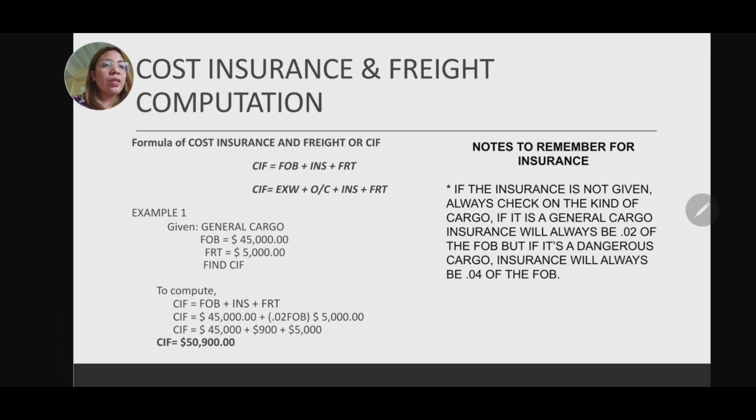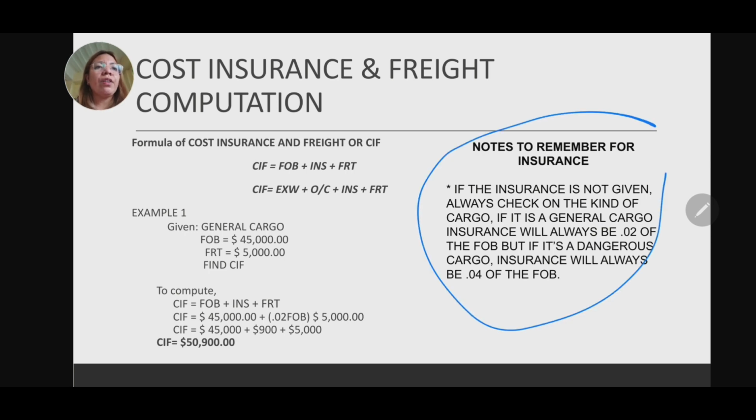If the insurance is not given, we should always check the kind of cargo being discussed in the problem. If it is a general cargo, the insurance will always be 0.02 or 2% of the FOB. But if it is a dangerous cargo, the insurance will always be 0.04 or 4% of your FOB. So you need to take note of this very important reminder about the CIF, or those Incoterms that have insurance in them. Let us now proceed to example number 1.